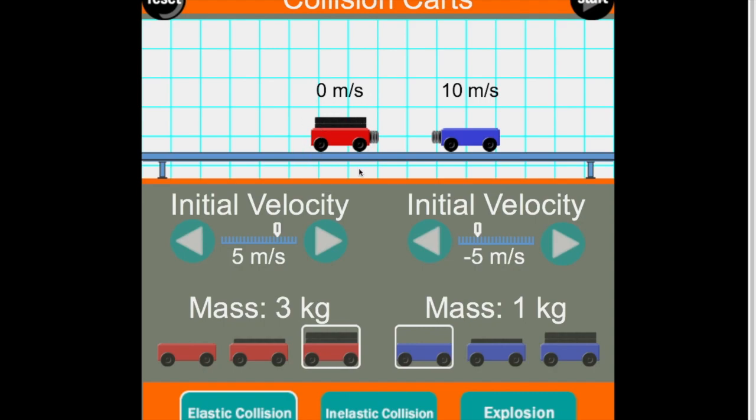Remember, the whole point of momentum is that talking about an object's velocity is not enough. We also have to talk about how big it is. How much stuff do we have moving? Well, here we have more stuff moving. It has a larger momentum, so this cart gets affected by the collision more.